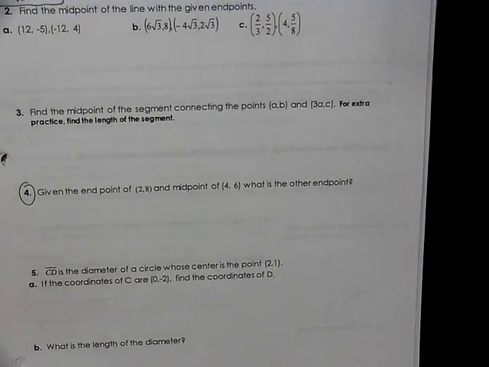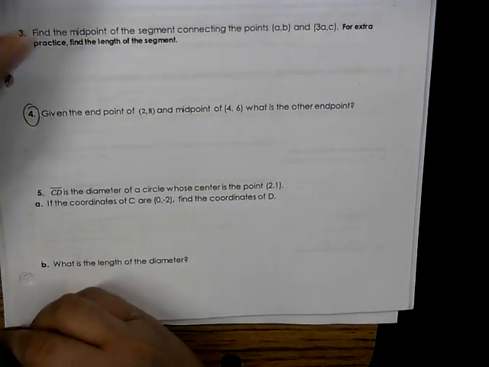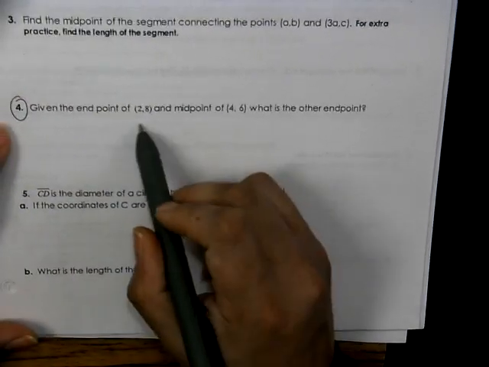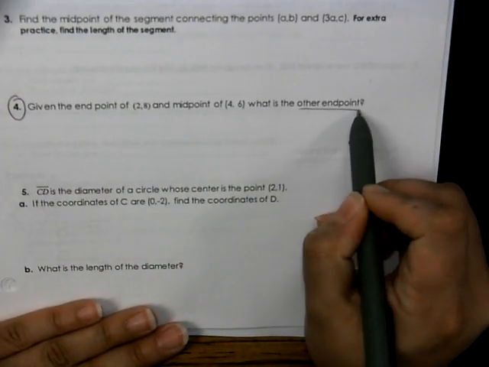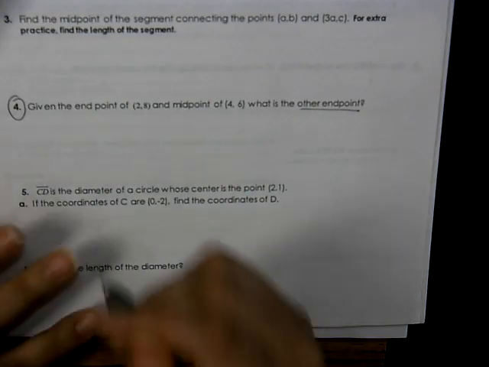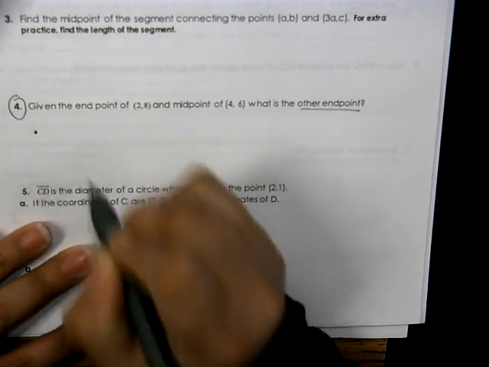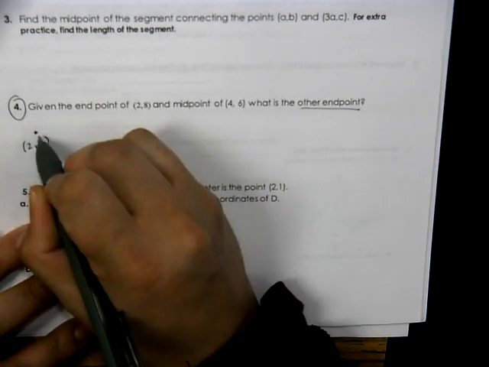Number 4 says, and read it carefully because there will be a question like this and you want to make sure to read carefully. It says, given the endpoint 2,8 and the midpoint is 4,6, what's the other endpoint? This time they don't give us both endpoints and ask you to find a midpoint. They're telling us that one of the endpoints is 2,8, and I'm not even graphing it properly. I'm just kind of doing a random sketch.